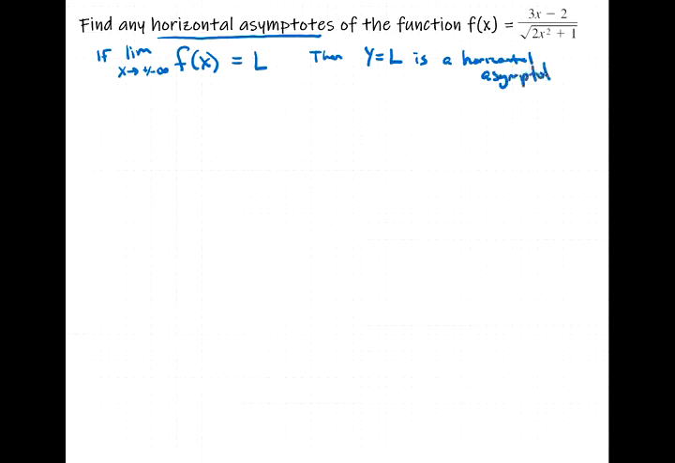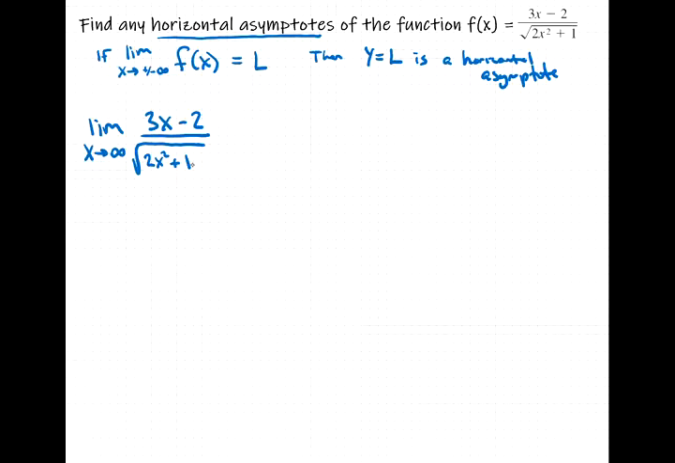Okay, so to determine if this function has horizontal asymptotes, we'll have to take the limit as x approaches infinity and as x approaches negative infinity. So we'll say the limit as x approaches infinity of 3x minus 2 divided by the square root of 2x squared plus 1.